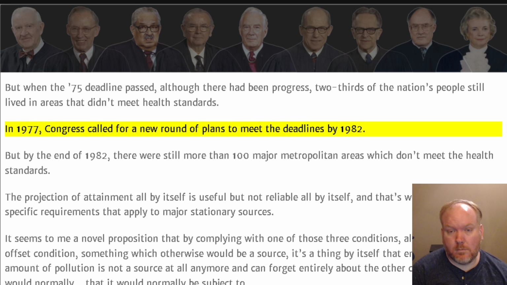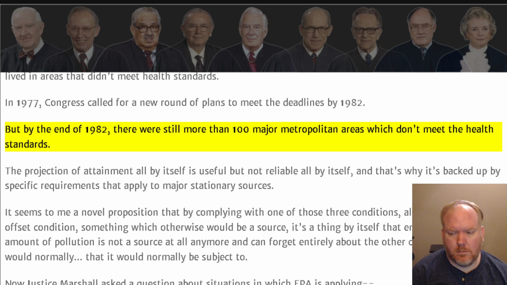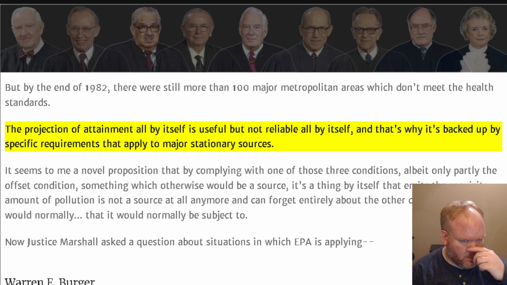In 1977, Congress called for a new round of plans to meet the deadlines by 1982. But by the end of 1982, there were still more than 100 major metropolitan areas which don't meet the health standards. The projection of attainment all by itself is useful but not reliable all by itself, and that's why it's backed up by specific requirements that apply to major stationary sources.